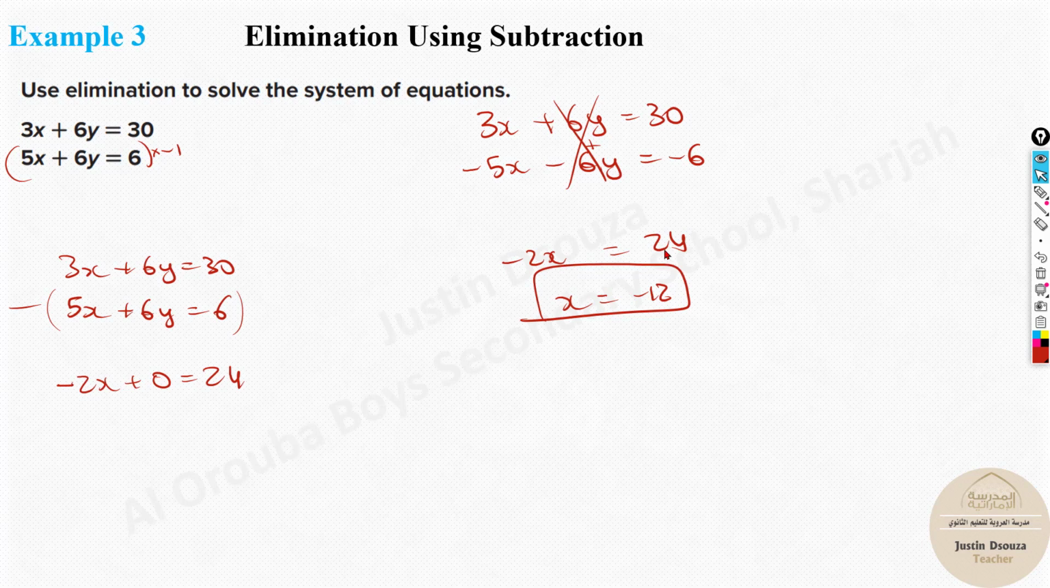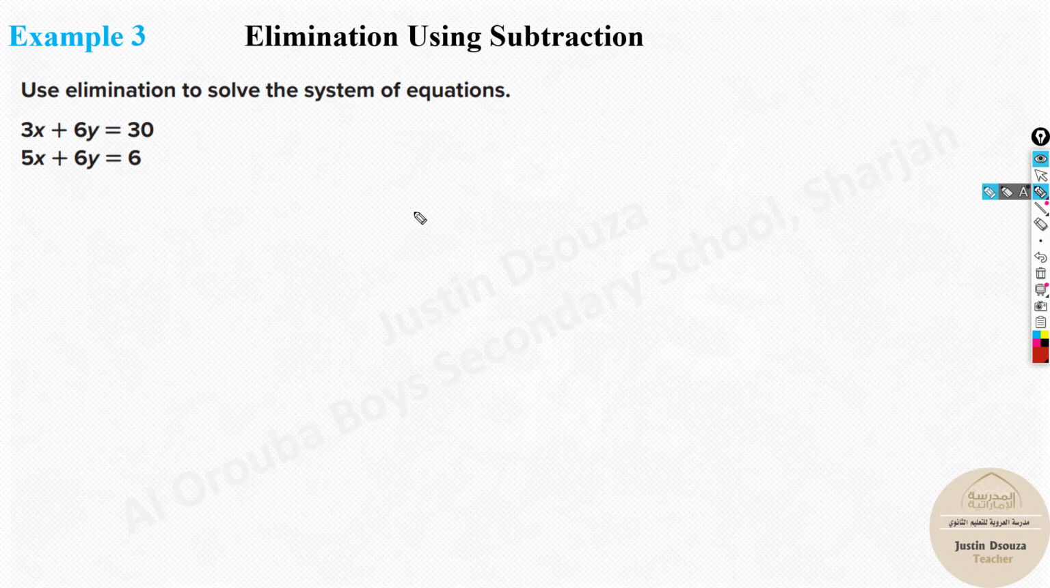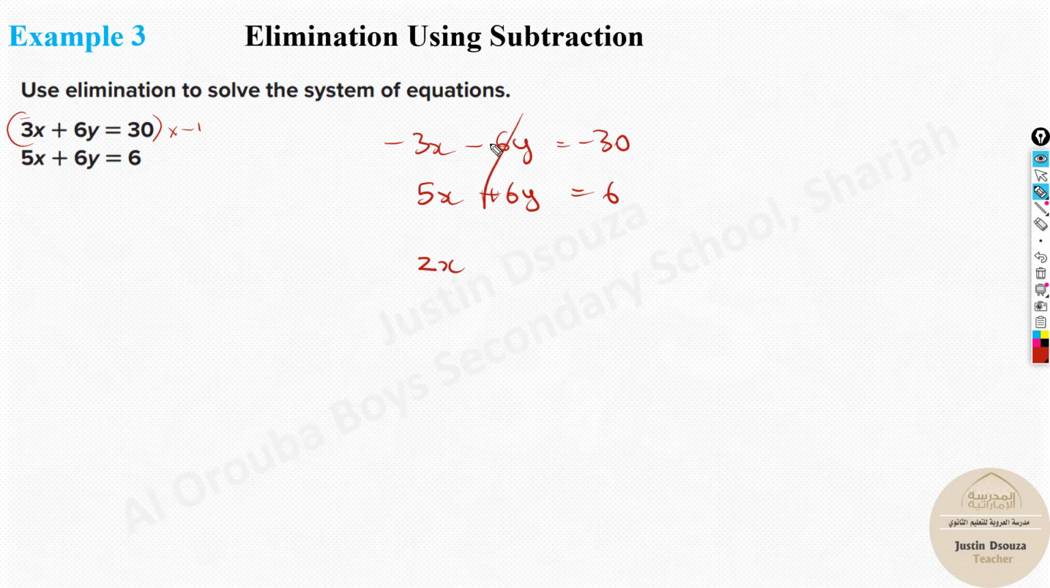2x equals minus 24. I'll just show what I mean. It's up to you. You can multiply this throughout by minus 1. That time what happens? Minus 3x minus 6y equals minus 30. And here it is as it is, 5x plus 6y equals 6. Now solve it. 5 minus 3x will be 2x. This becomes 0, it's gone. Equals minus 30. The minus 30 plus 6 will be minus 24.